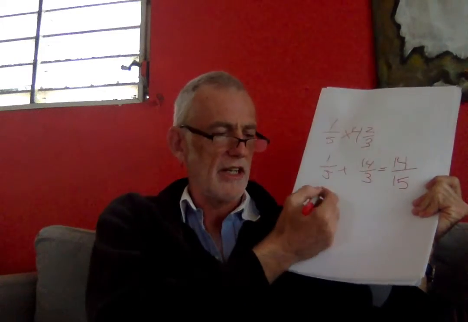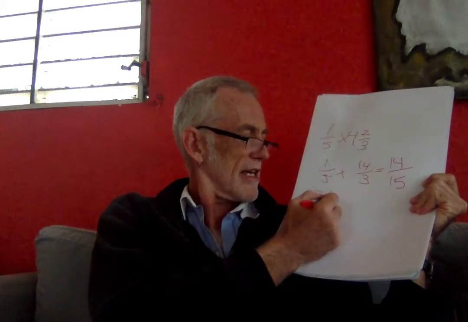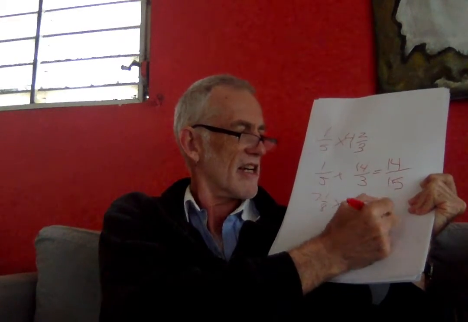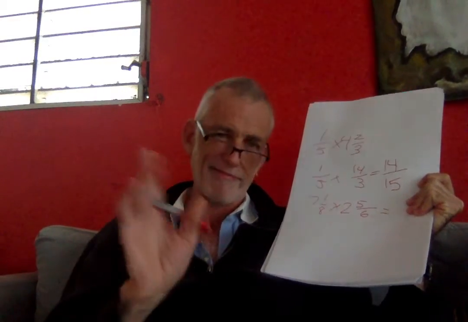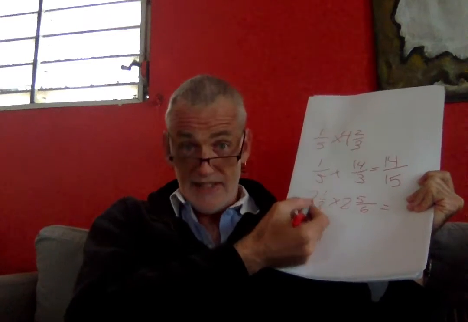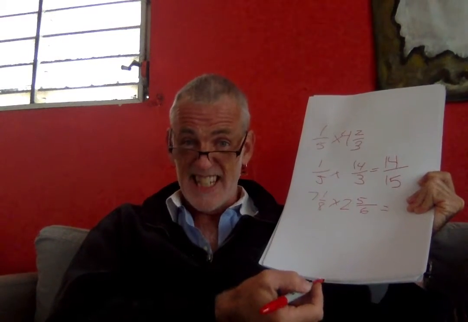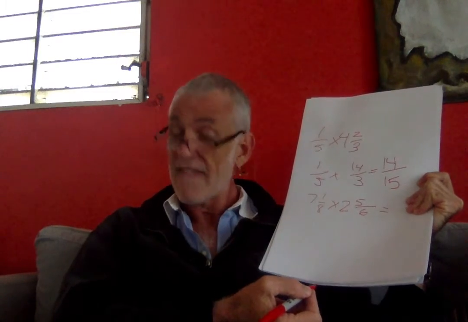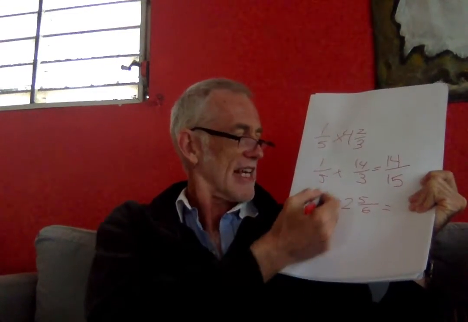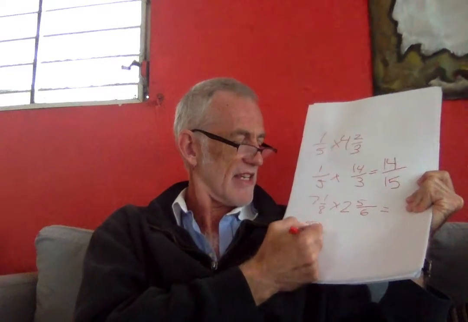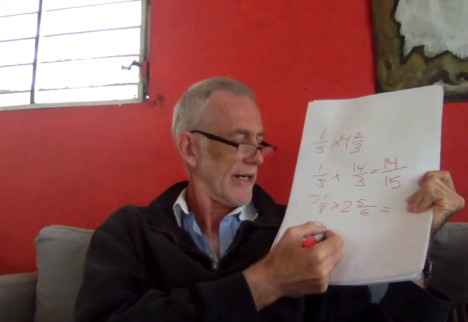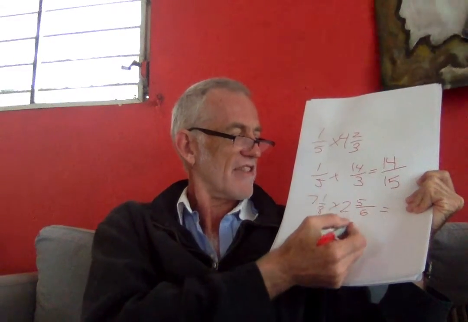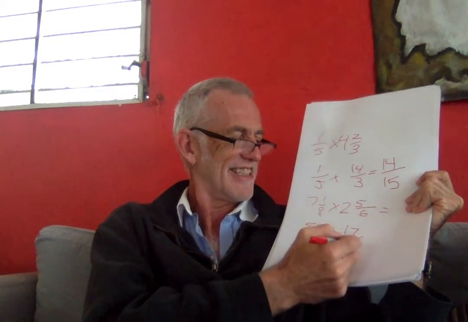I'll be appearing daily here. 7 1/8 times 2 5/6. This is going to be a little bit more complicated. Not that hard. 7 times 8 is 56. 56 plus 1 is 57 eighths. Oh my god, they're big numbers you're going to deal with here. 2 times 6 is 12. Add to the 5. 17 sixths.